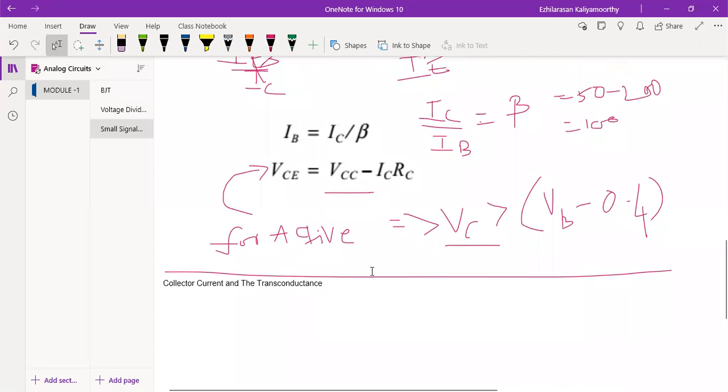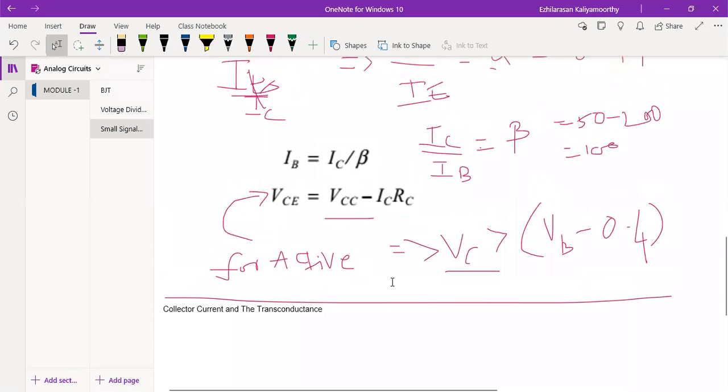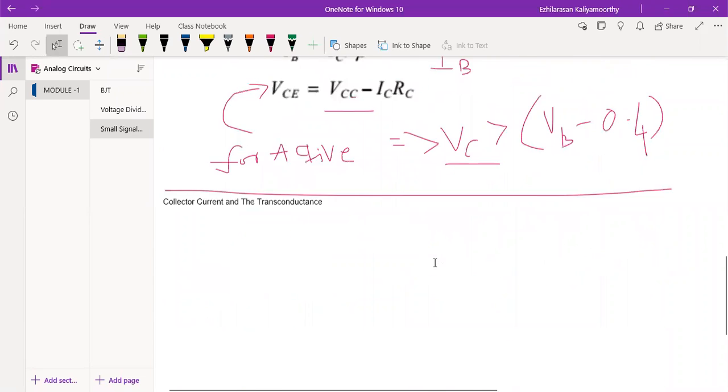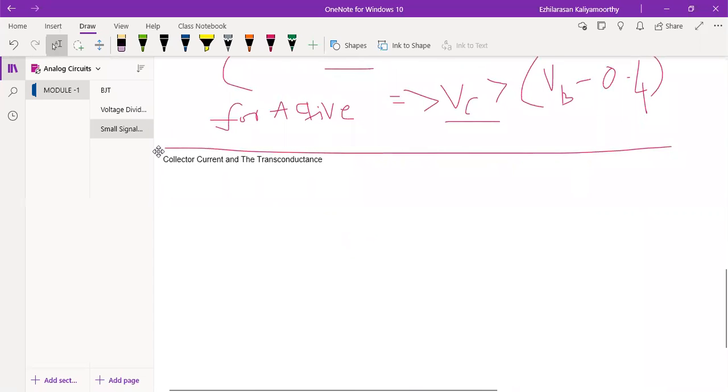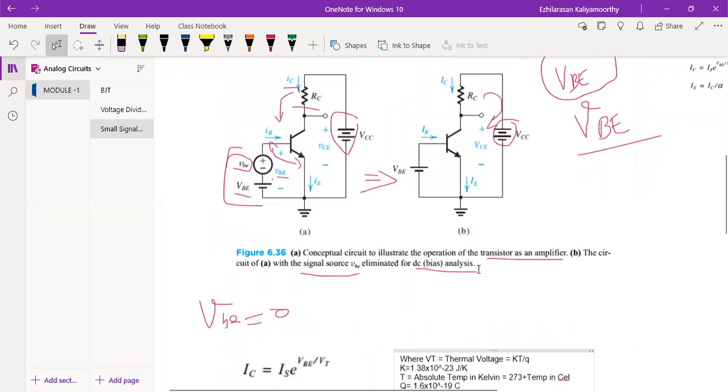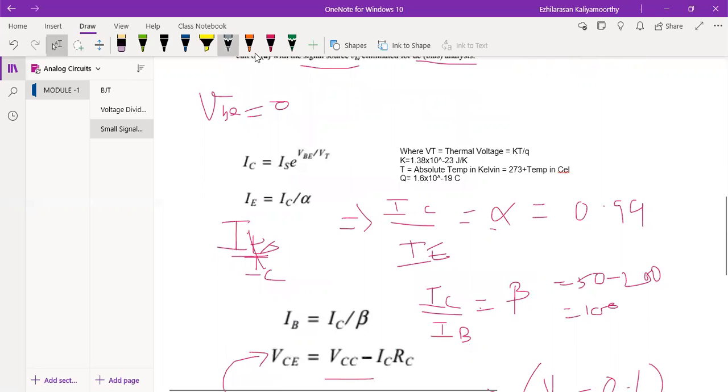For the collector current, we are going to consider this circuit. Now, if a signal VB is applied, that is this signal quantity, the input signal quantity, the VB is applied in equation number 1. Let me take equation number 1 as this.